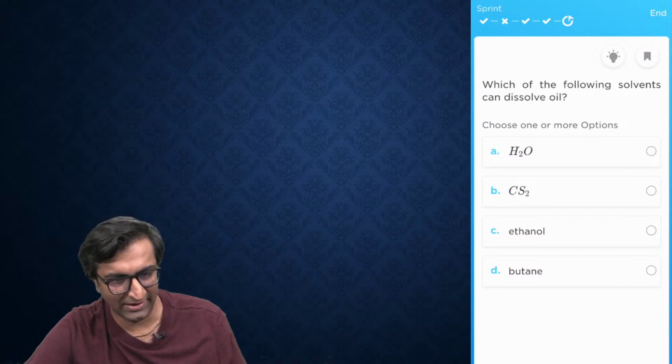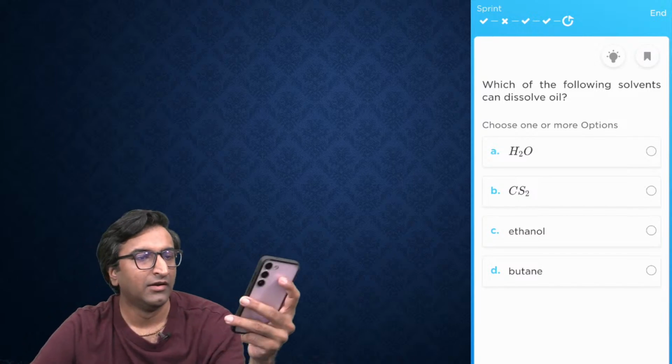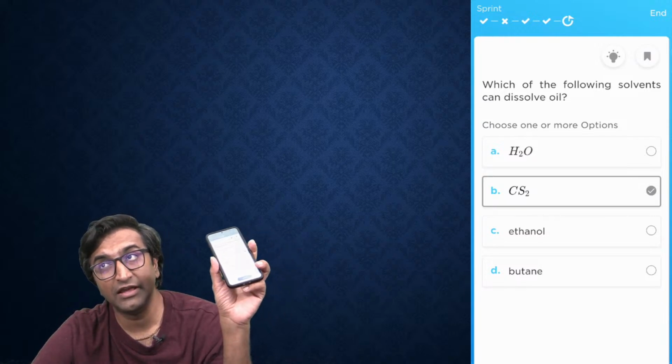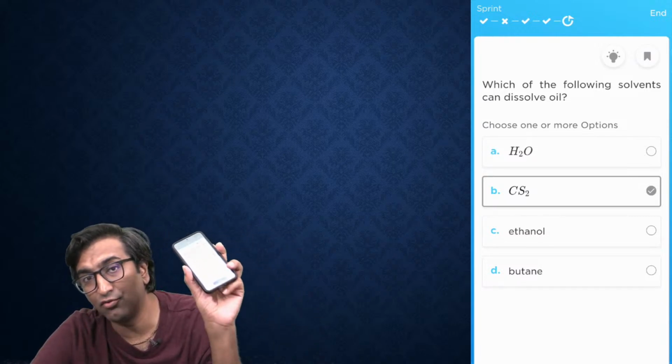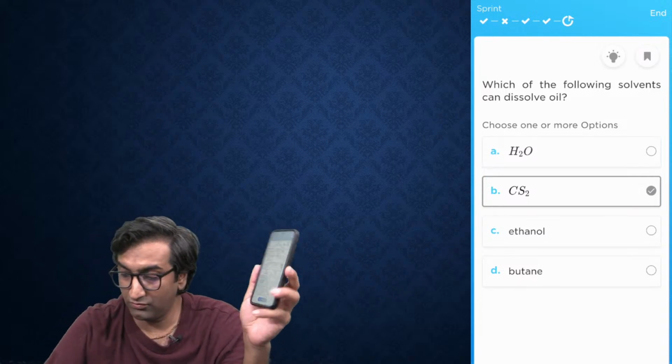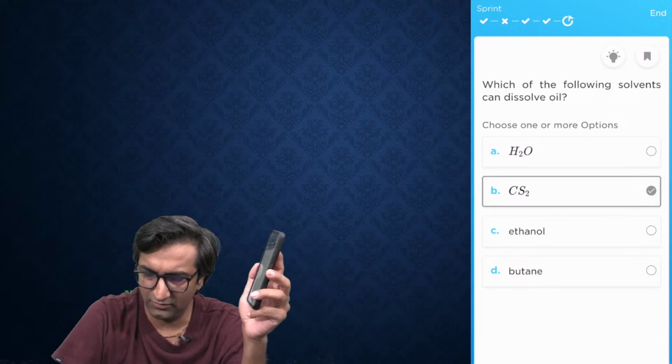B and D. Shoaib, I like it. Pink says B. Okay. CS2. CS2 I like. Why do I like CS2? Because it is apolar, aprotic. But aprotic doesn't matter, apolar is important. Okay. What is the logic here? Absolutely right. What's the approach?